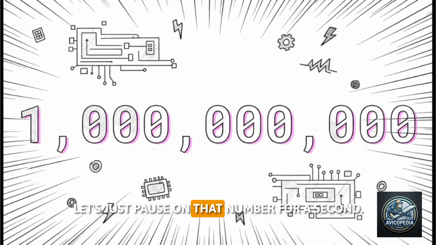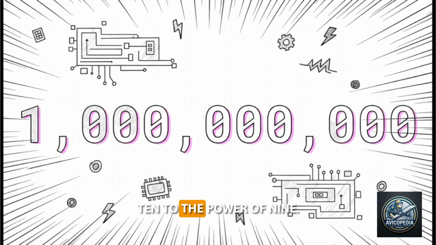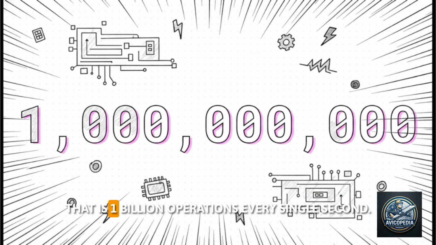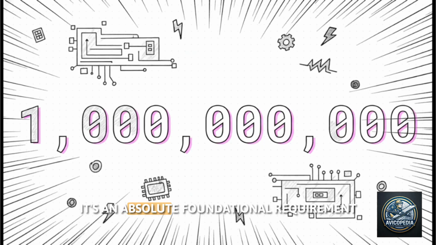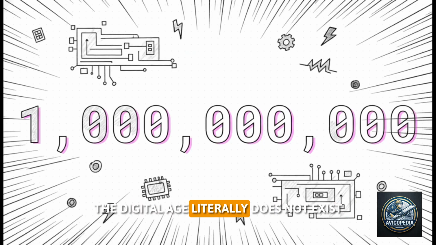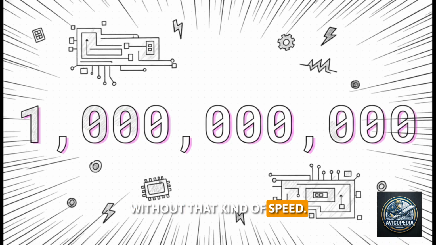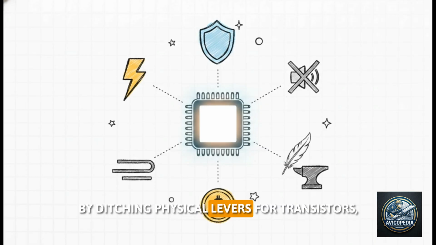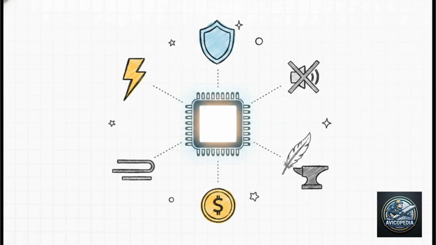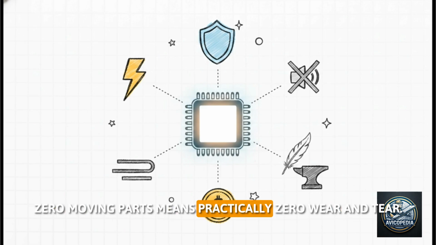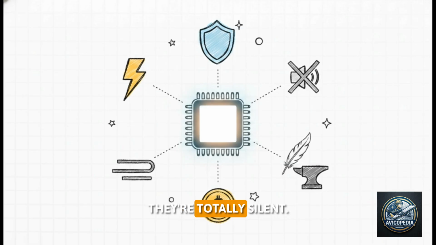Let's just pause on that number for a second. 10 to the power of 9. That is 1 billion operations every single second. Going from 5 to 1 billion isn't just a nice upgrade, it's an absolute foundational requirement for modern computing. The digital age literally does not exist without that kind of speed. By ditching physical levers for transistors, electronic switches completely rewrote the rulebook. Zero moving parts means practically zero wear and tear. They're totally silent.